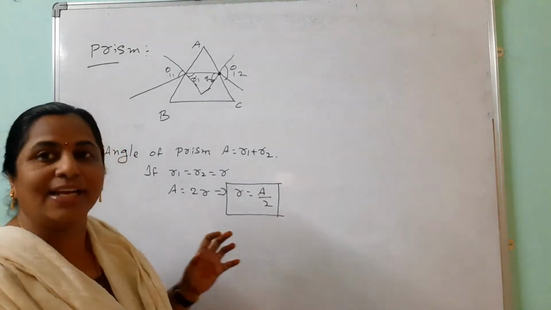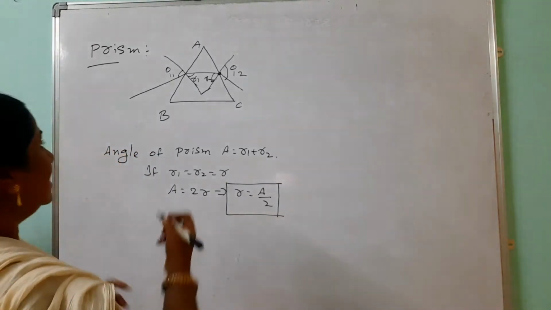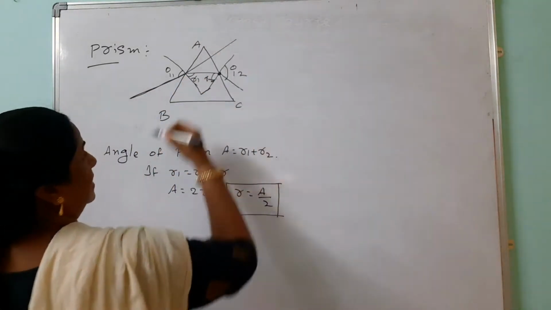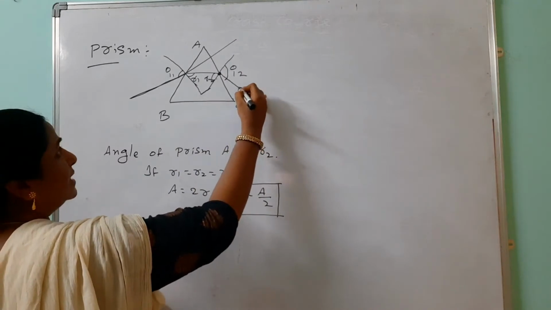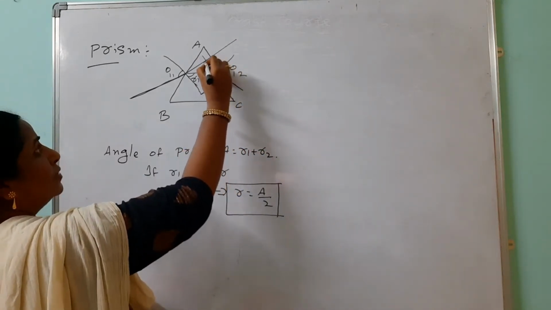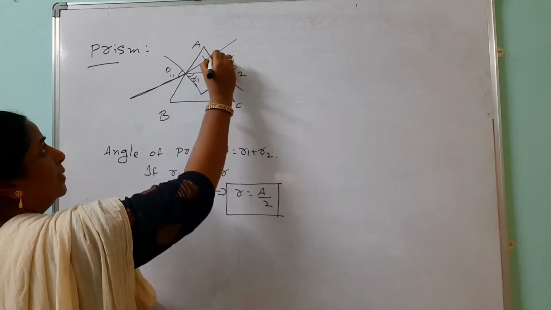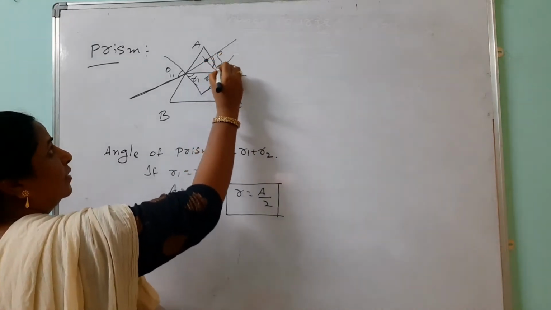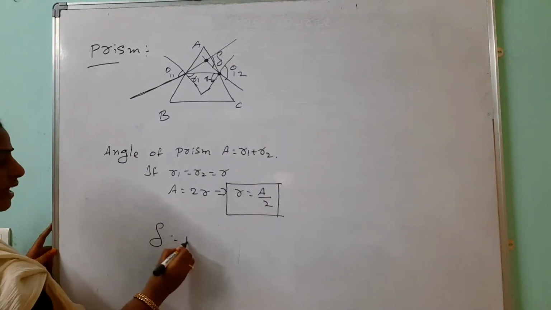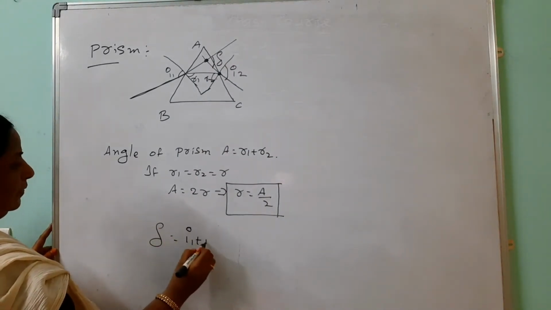Then what is the angle of deviation? You extend the incident ray. If there is no prism, the incident ray is moving like this. Then you extend the emergent ray back until these two coincide, and the angle between the incident ray and the emergent ray is called the angle of deviation.